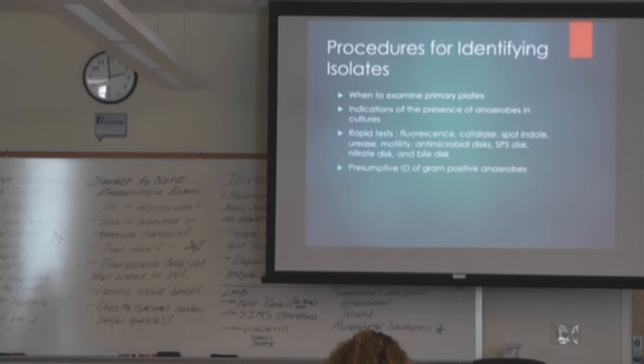Procedures, when to examine primary plates. Colony morphology and gram staining is pretty important for this. Let's see, rapid tests that they do, this is the list of the rapid tests, which we haven't done many of, but notice that they have urease in here, and motility would definitely be a good one.